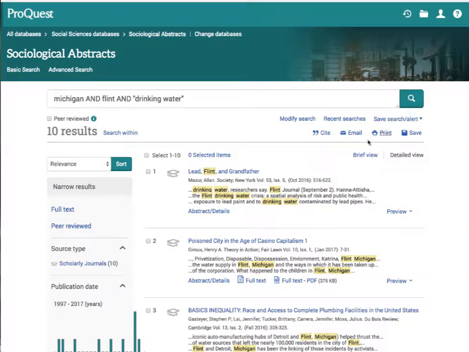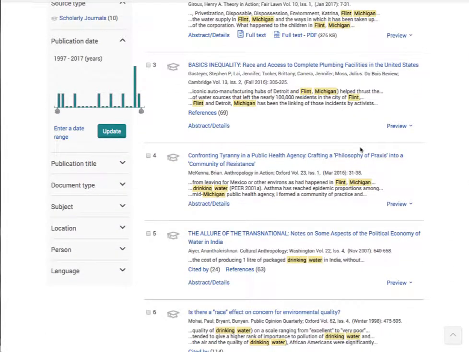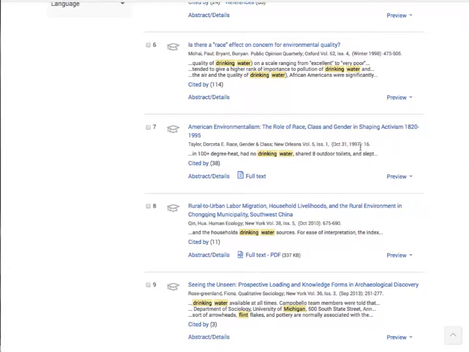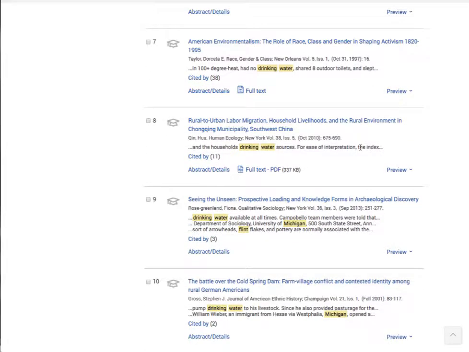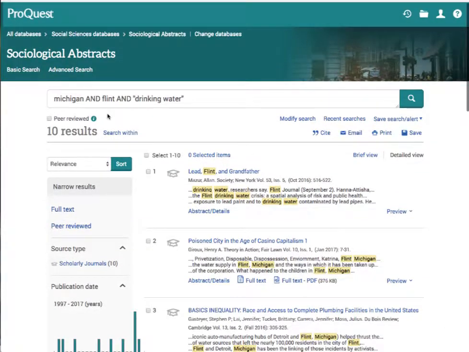Ooh, and I only have 10, but each one of these looks like it's on topic. Okay, there's a couple that aren't on topic. Archaeology and migration from one place to another. So don't forget, try different keywords.